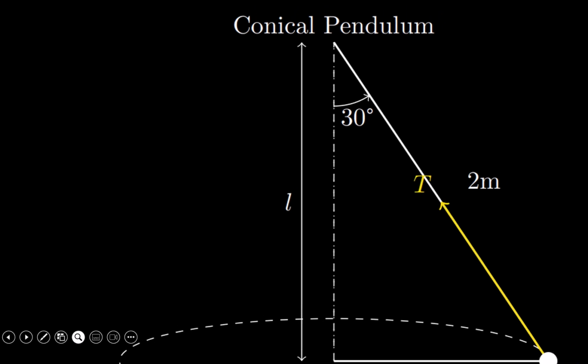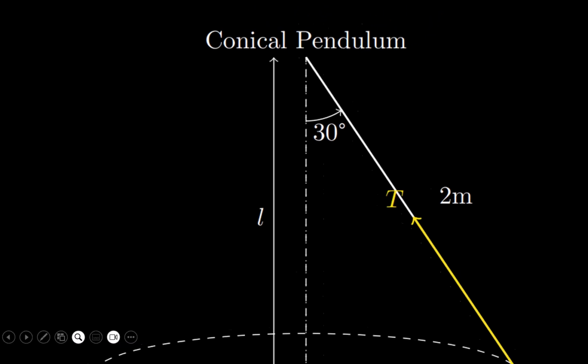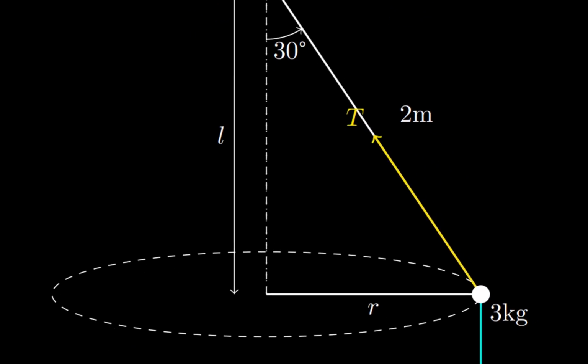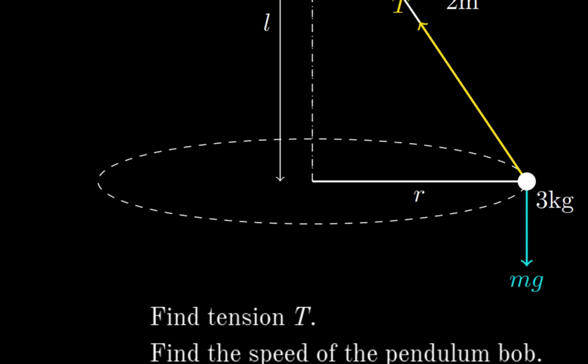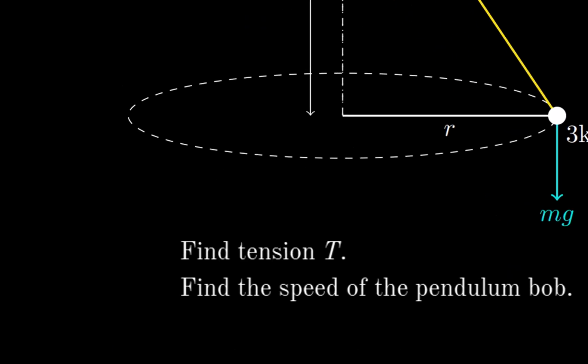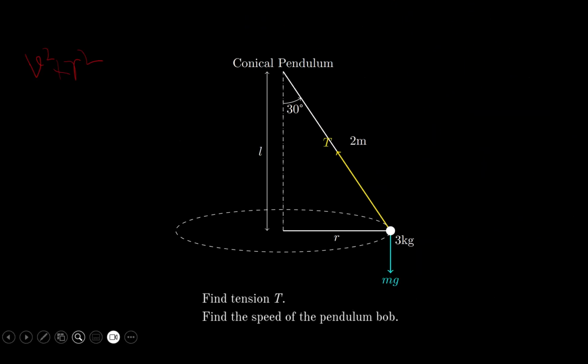Let me just make it bigger for you. The angle is 30 degrees, and the mass is about 3 kilograms. Find the tension T and the speed of the pendulum bob. Okay, let's start.